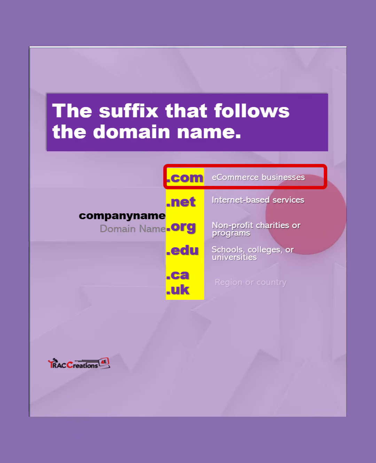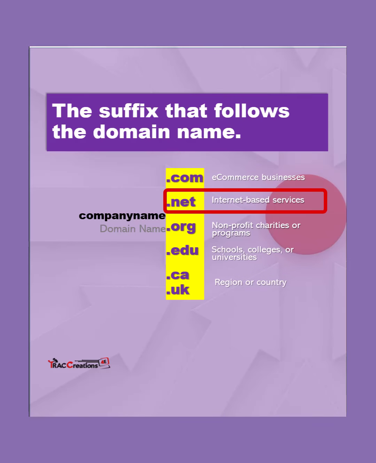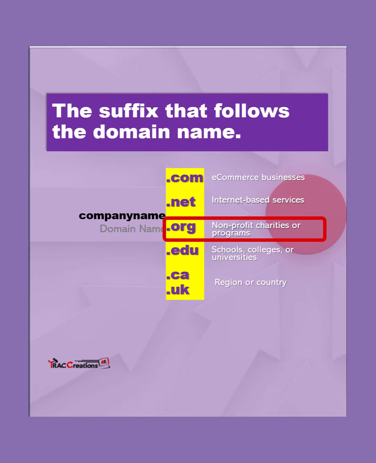.net, which stands for network-based services, is the second largest domain, and it's used to identify internet-based services like website hosting, databases, and collaboration tools. So .org is for nonprofit charities or projects, and even some after school programs could be a .org.